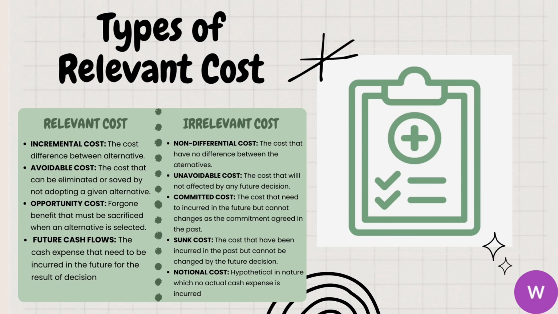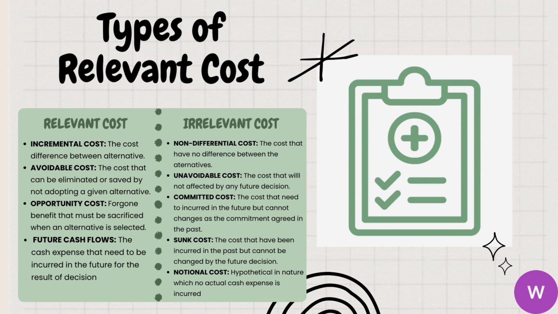For the relevant cost, we have incremental cost, which is the cost difference between alternatives. Second is avoidable cost, the cost that can be eliminated or saved by not adopting a given alternative. Next, we have opportunity cost, the foregone benefit that must be sacrificed when an alternative is selected. And the last is future cash flow, the cash expense that needs to be incurred in the future as a result of the decision.